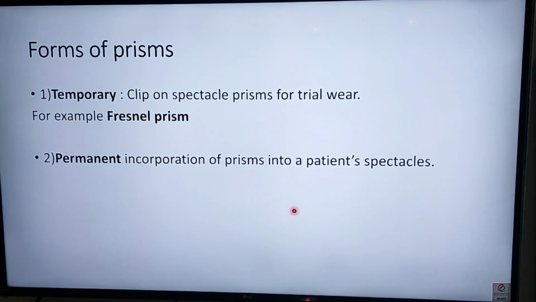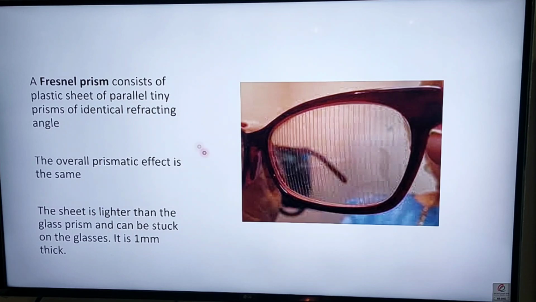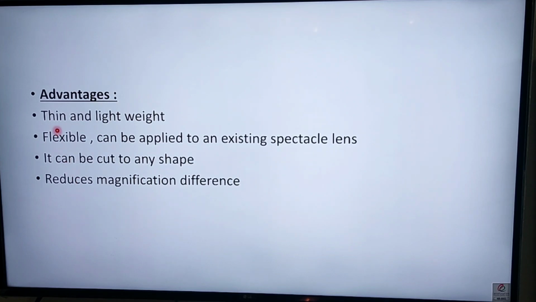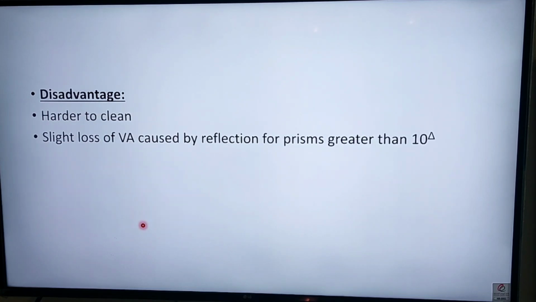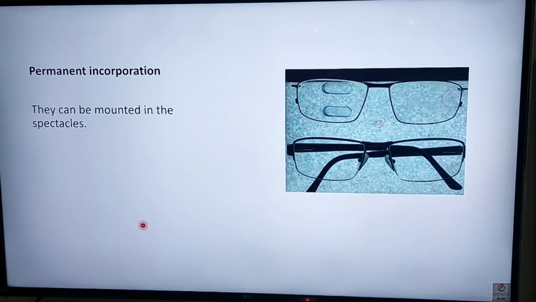In temporary, you can clip them on your trial frame, for example, the Fresnel's prism. These are tiny sheets of parallel prisms of equal refracting angle. The overall prismatic effect is the same. Now they can be stuck onto the glasses. What are the advantages? They are thin, light, flexible, they can be cut into any shape, and they reduce the magnification difference. The disadvantage is that they are harder to clean and there's slight loss of visual acuity.